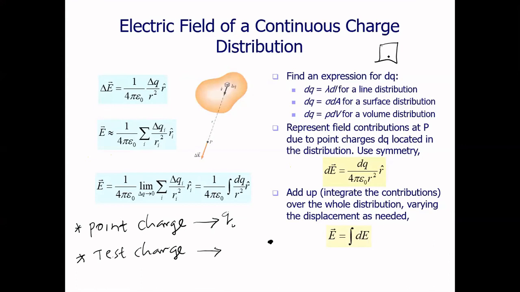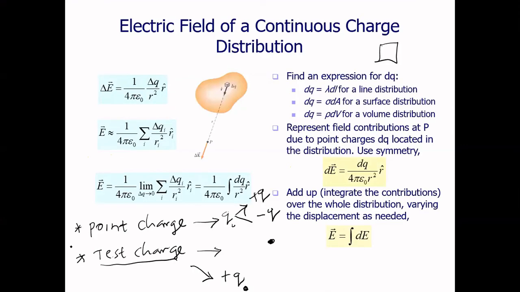Now, as someone had already said, a point charge can either be positive or negative, as long as all the charge is concentrated in a point. On the other hand, a test charge is always positive, and it's the one that we denote by Q naught. The magnitude of the charge is very, very small, such that it cannot affect the charge distribution within its neighborhood. So don't confuse those two terms. And this is a very examinable question.